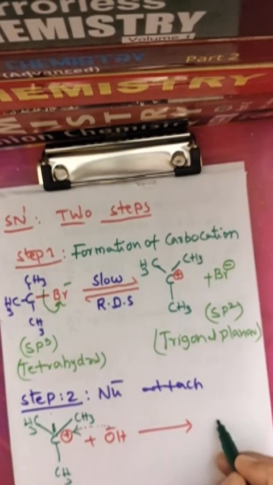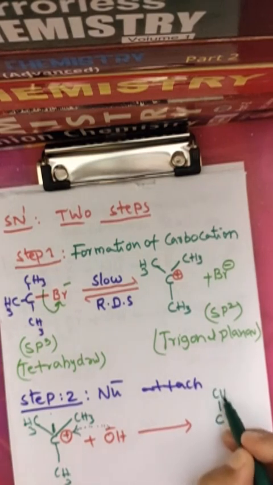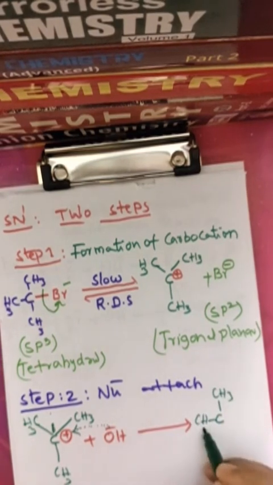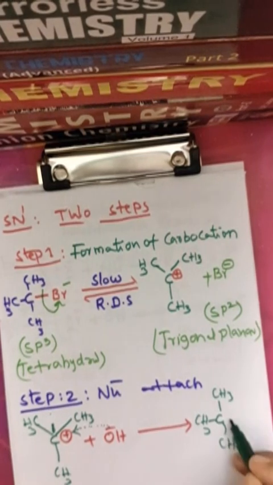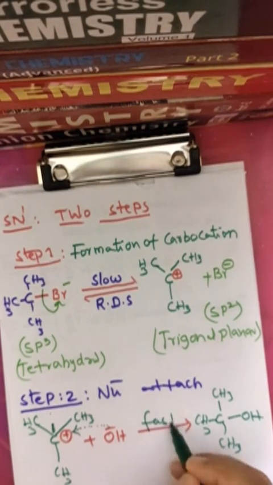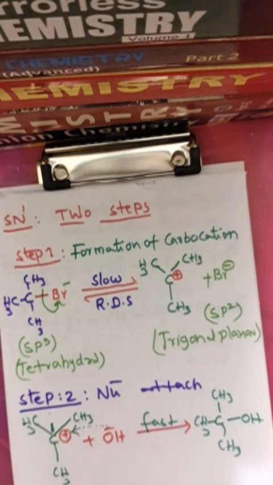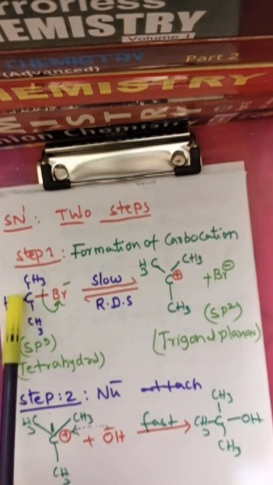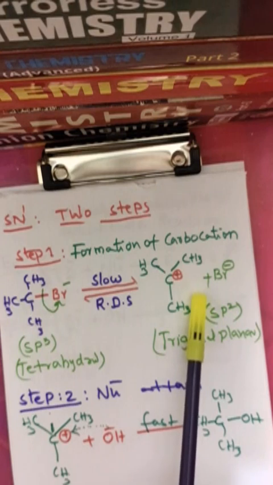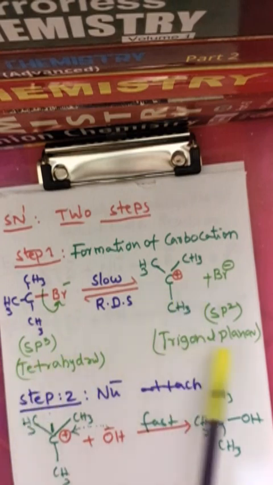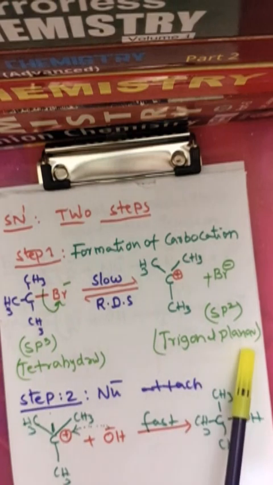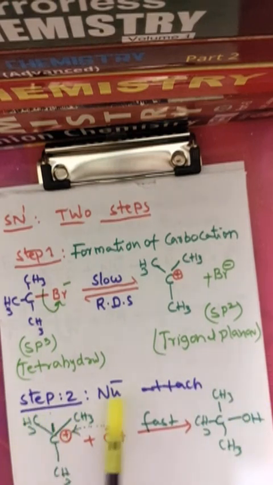Immediately you are getting tertiary butyl alcohol. This is a very fast reaction. Why? Because the nucleophile is negative and the carbocation is positive. Positive and negative will react very fast. Like this, in step 1, formation of carbocation takes place. sp3 carbon is converted to sp2, tetrahedral to trigonal planar. In step 2, the nucleophile will attack.